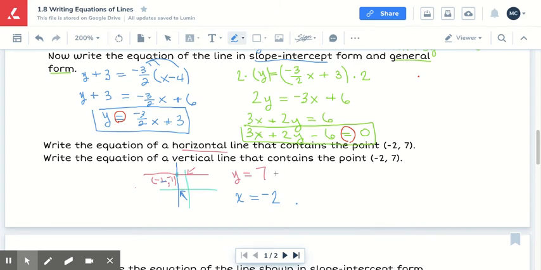These are the equations of the horizontal and the vertical lines. So kind of a shortcut on that, if you're asked to write the equation of a horizontal or a vertical line, horizontal is just y equals the y value, and vertical is just x equals the x value.